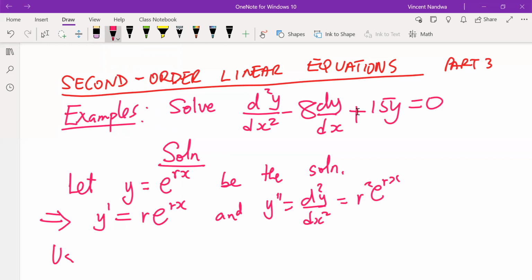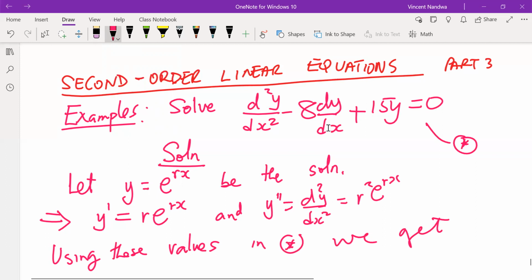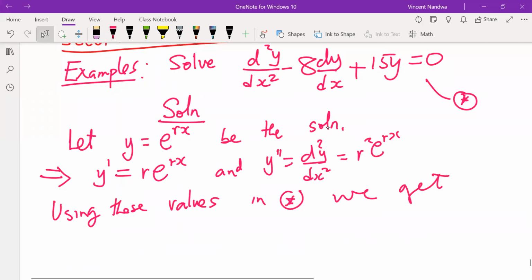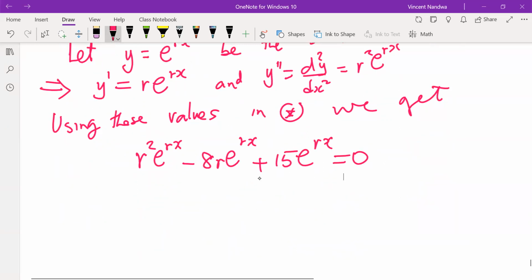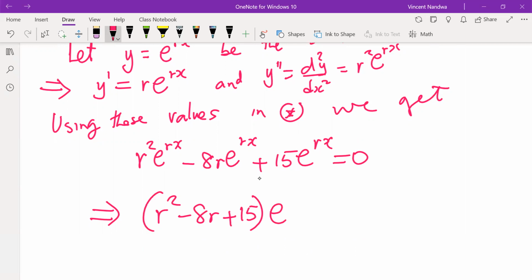So using these values, if I call this equation star, in star we get the second derivative replaced by r squared e raised power rx, minus 8r e raised power rx, plus 15 e raised power rx equals 0. Which means (r squared minus 8r plus 15) e raised power rx is equal to 0.